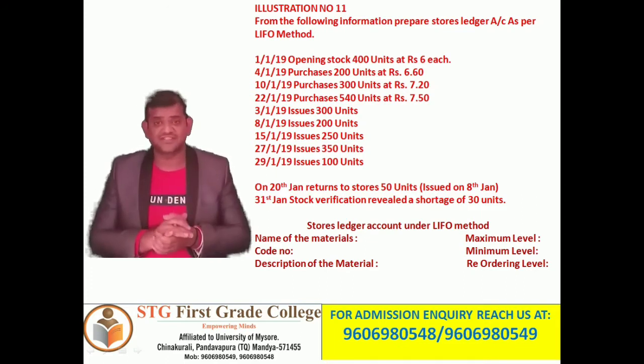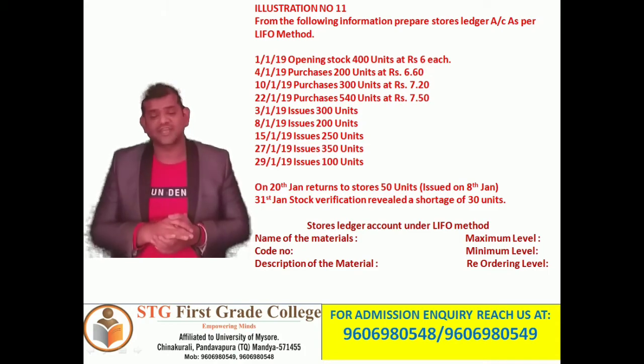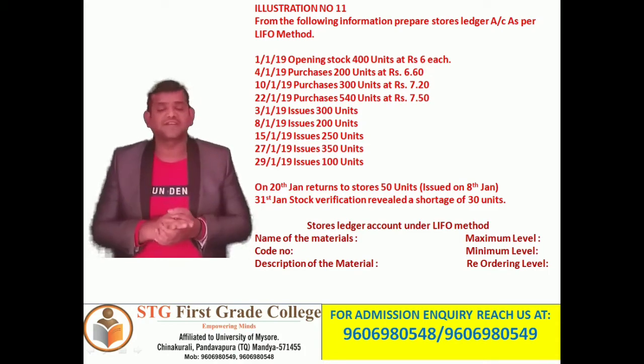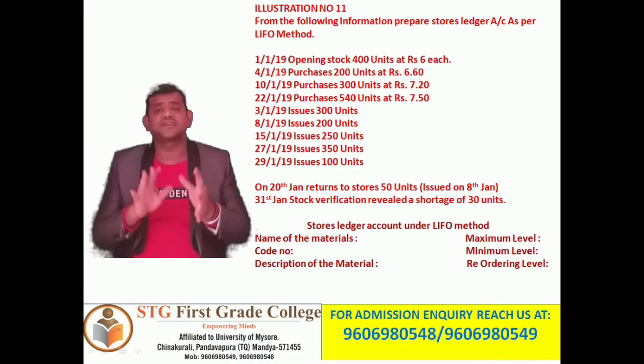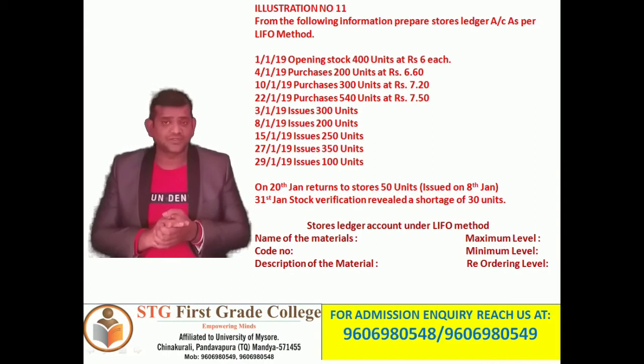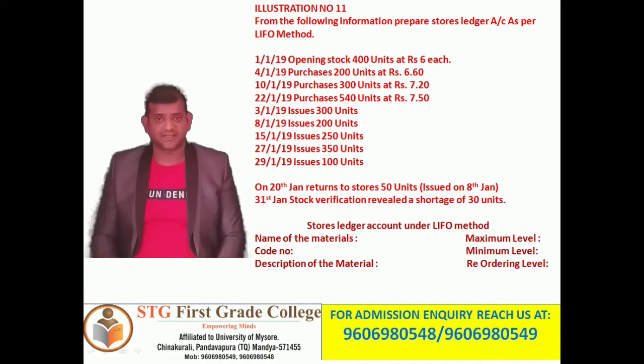So on 31st January, stock verification revealed a shortage of 30 units. There was a shortage of 30 units which was revealed by the stock verification conducted on 31st January. So with this entire information, we are supposed to prepare a stores ledger account under the last in first out method.